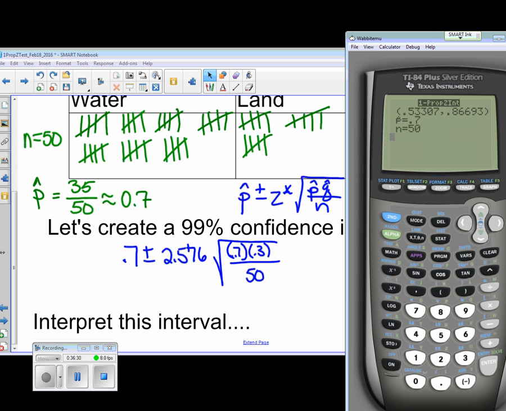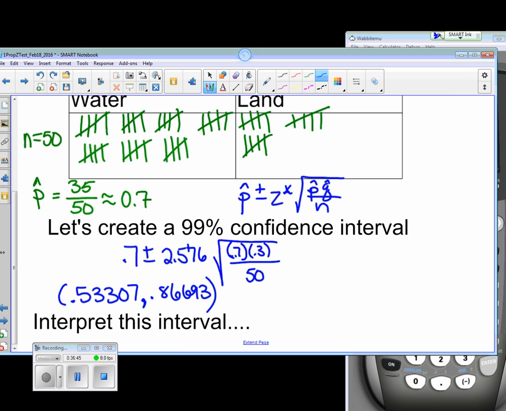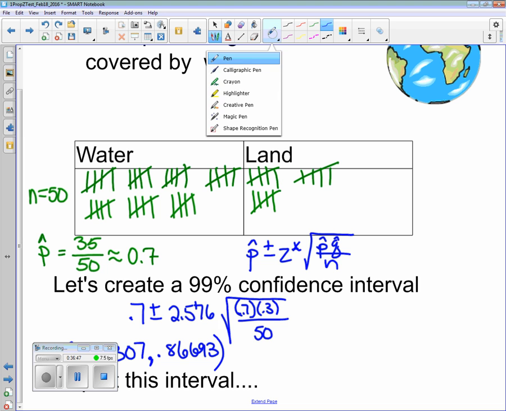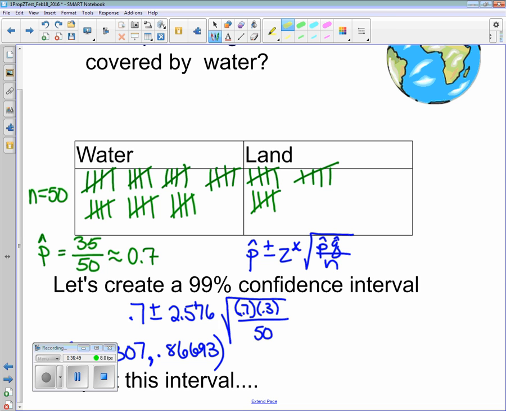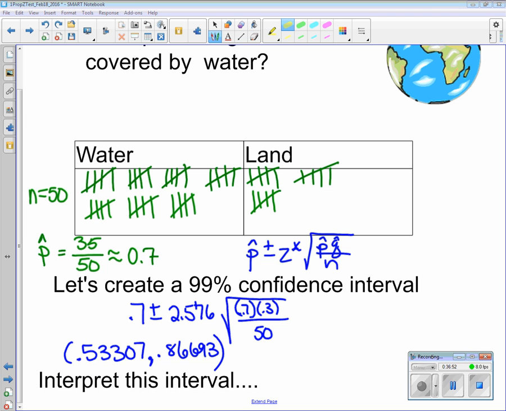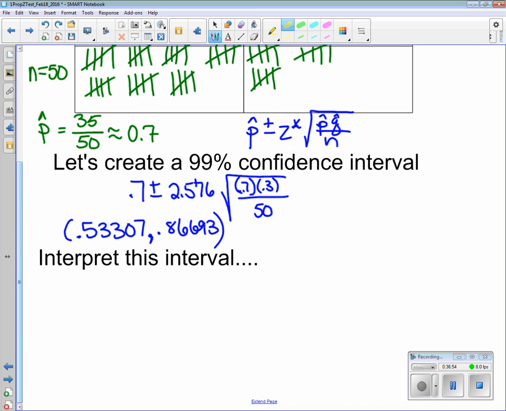Okay? So we're really confident. So what kind of an interval do we expect? Pretty wide, would you agree? The less confident we are, the more narrow it will be. But here's our confidence interval. Can you interpret it for me? What does it mean? When I say interpret it, I want a sentence. So what kind of a sentence am I looking at?